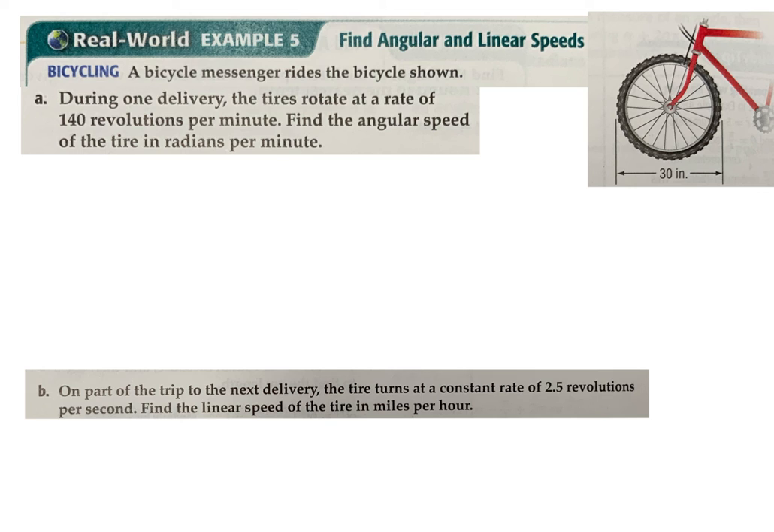During one delivery, the tires rotated at a rate of 140 revolutions per minute. Find the angular speed of the tire in radians per minute. Radians per minute. So, what is a revolution? Well, that means I went around the circle once. I am talking about in radians. If I am going around a circle one time in radians, how far have I gone? What is one circle in radians? 2 pi.